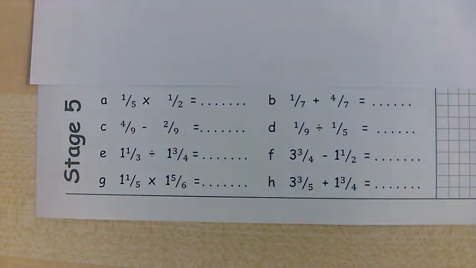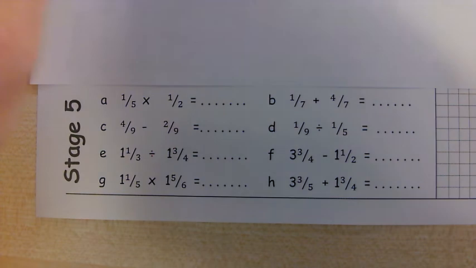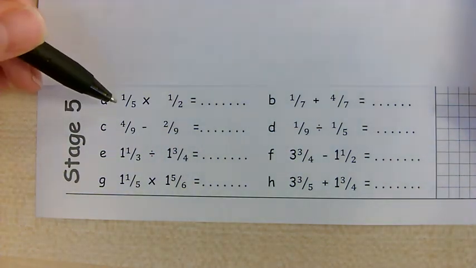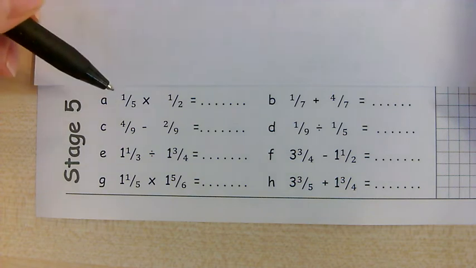Right guys, this is Mintomath stage 5. It's good news, we got fractions on this one. So kicking it off with multiplying fractions. Probably the easiest thing actually you can do with fractions.